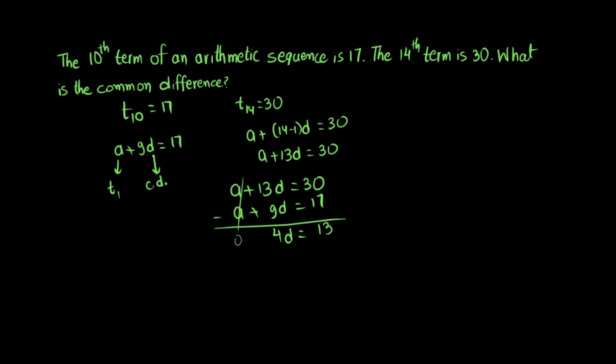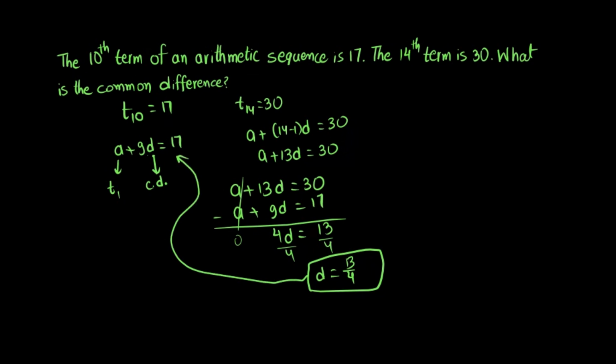13. So from here you can divide both sides by 4. You get D as 13 over 4. So that means the common difference of this arithmetic sequence is 13 over 4. And that's your answer. You can also find the first term if you plug in this D in this equation. You know D already. A is the only unknown. It can be solved. You can also plug in this D in the second equation to find A. They will both give you the same value since they are both representing the same arithmetic sequence.